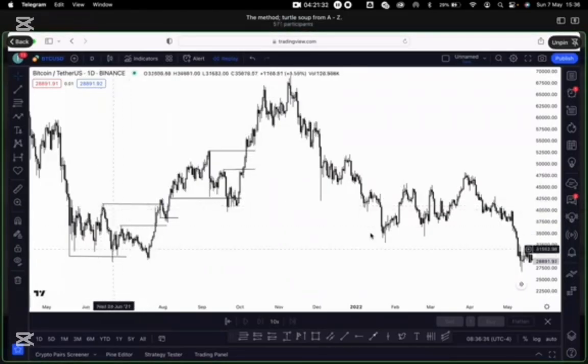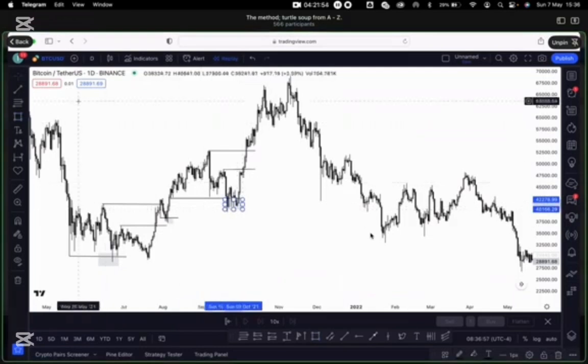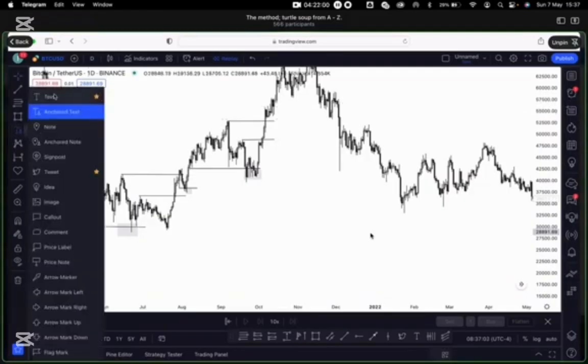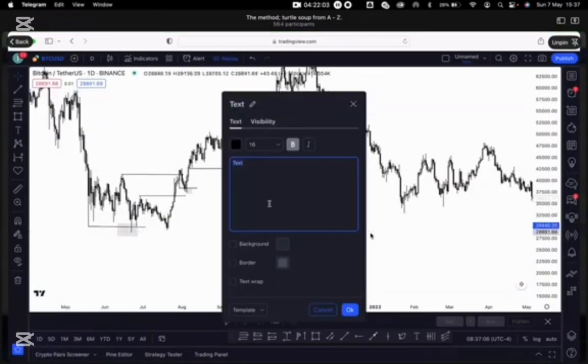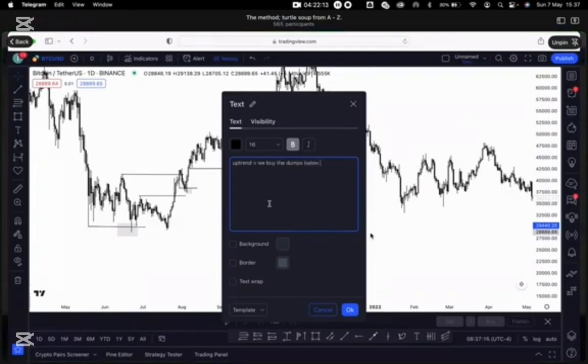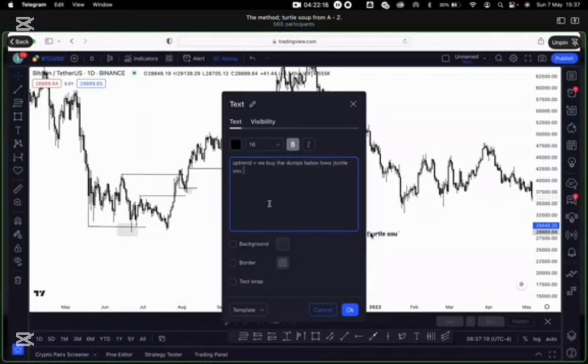So, accumulating, pushing higher. Breaking highs, meaning they have a large position, we target the imbalances and highs, right? Turtle soup right here. Good old turtle soup. So this is a trend continuation turtle soup, right? The rule says in an uptrend where we are breaking highs and rejecting lows, we buy the dumps below the lows as turtle soup. All right?